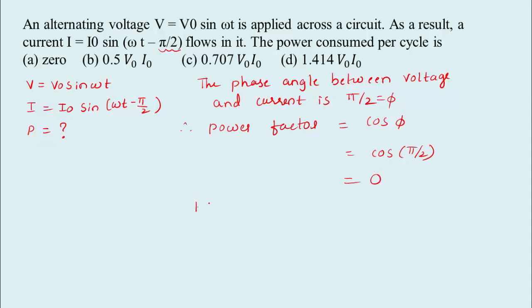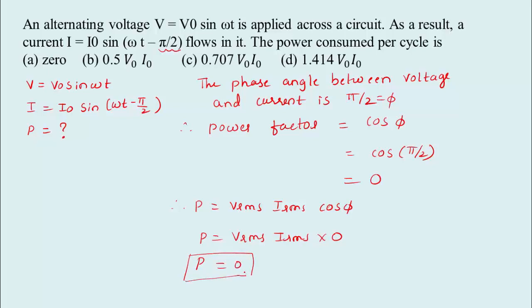So the equation P equal to, therefore power consumed per cycle, we have the equation Vrms Irms into cos phi. So P equal to Vrms Irms keep as it is, cos phi value we got, that is 0. So 0 into anything will be 0. That means power consumed per cycle is 0, or we can take it as wattless current, that is for inductor and capacitor. So power consumed per cycle is 0 here, that is option A.